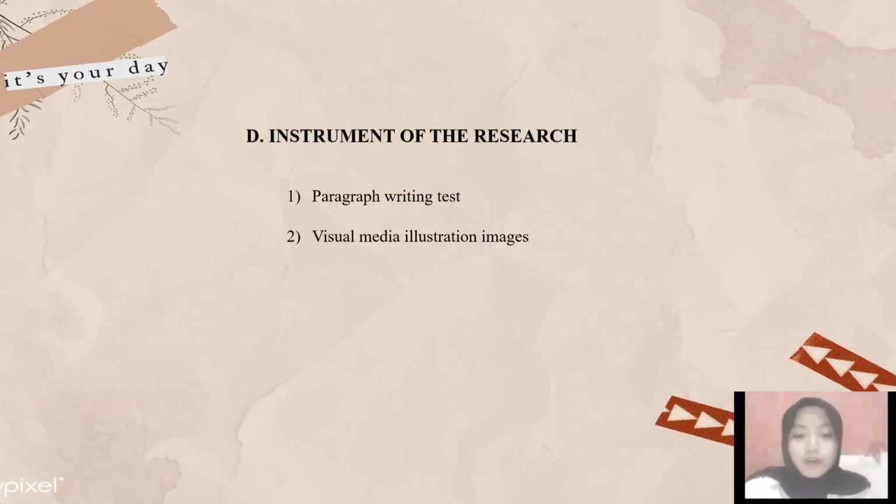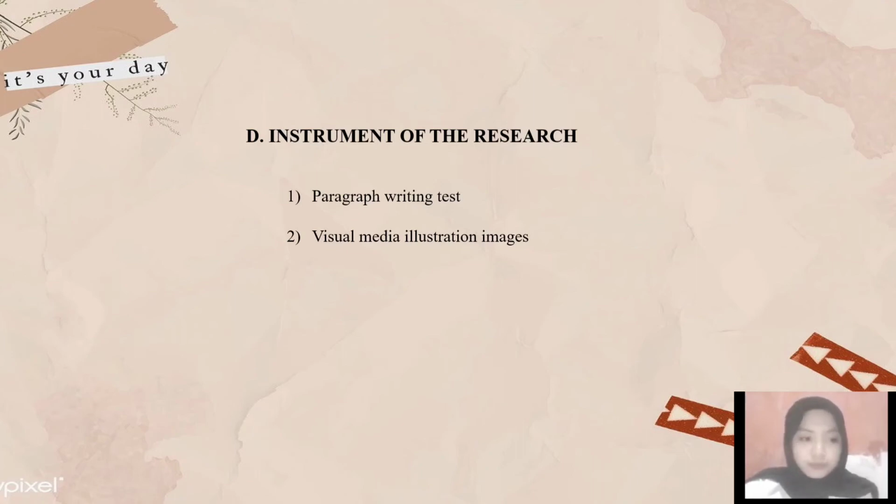There are several forms of tests performed. The first test is the pre-test, which is done before the treatment is given. The second is the test that is carried out when the treatment is given. And the third test is the post-test, which is carried out after the treatment is given.